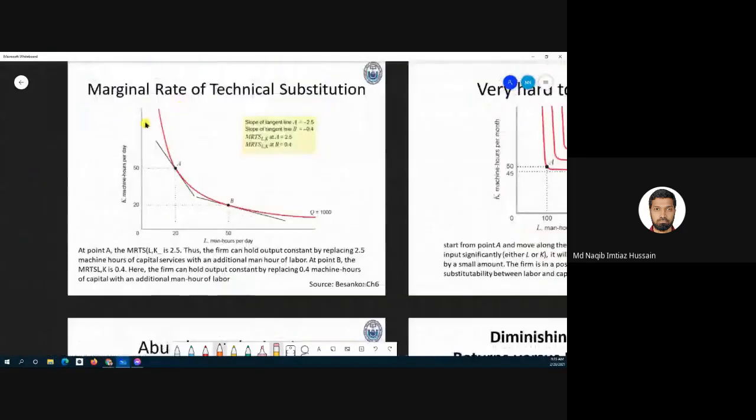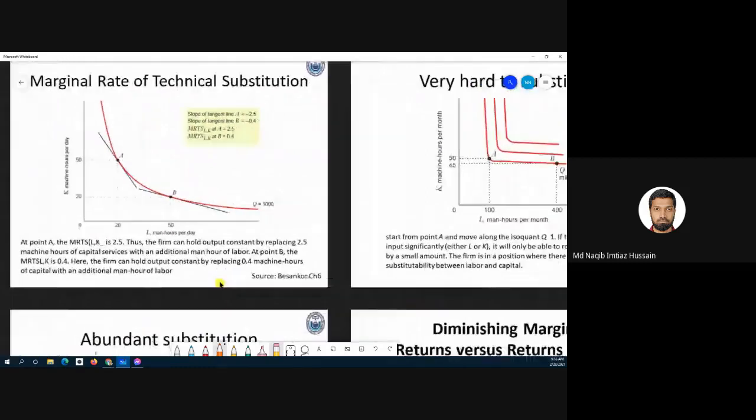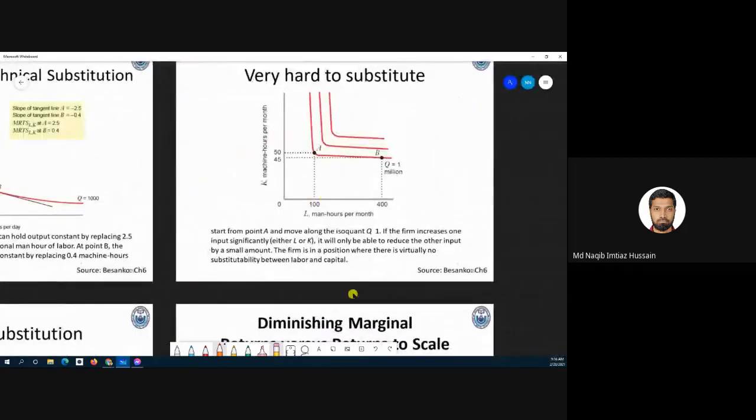So we talked about the marginal rate of technical substitution, right? We talked about that, and we talked about this very hard to substitute.